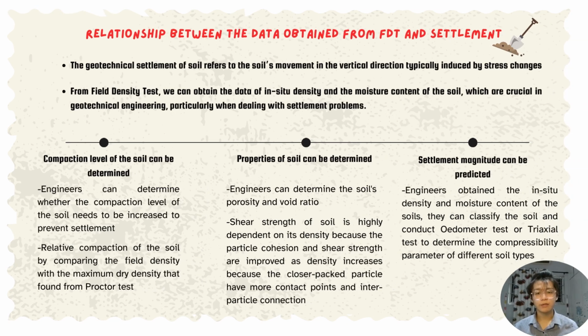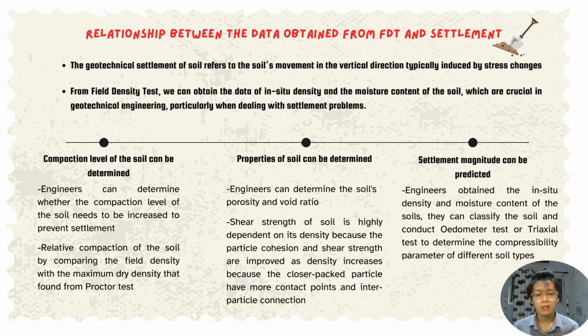Now, I'm going to explain the relationship between the data obtained from FDT and settlement. The geotechnical settlement of soils refers to the soil movement in the vertical direction typically induced by stress change. From field density tests, we can obtain the data of in-situ density and the moisture content of the soils, which are crucial in geotechnical engineering, particularly when dealing with settlement problems. With the aid of field density tests, we can obtain the compaction level of the soils. Engineers can determine whether the compaction level of the soils needs to be increased to prevent settlement, or they can determine the relative compaction of the soils by comparing the field density with the maximum dry density that is found from proctor tests.